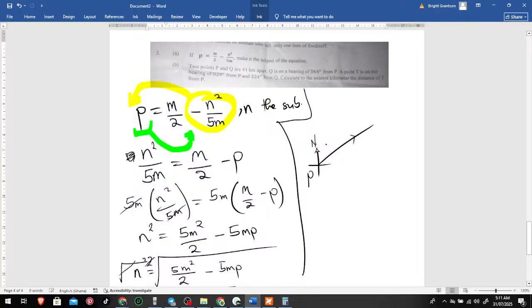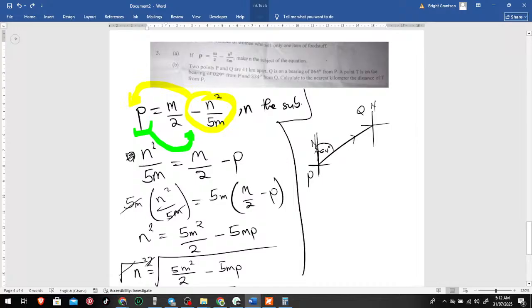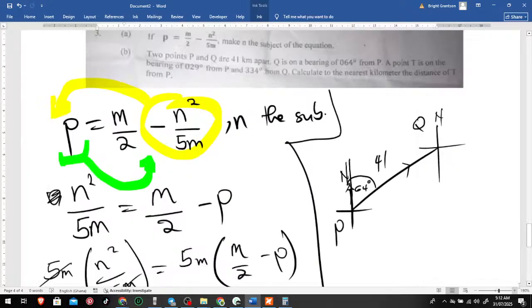Cancel it. 41 kilometers apart. Let me zoom this one so that you guys can see. I hope you have the questions on your side.